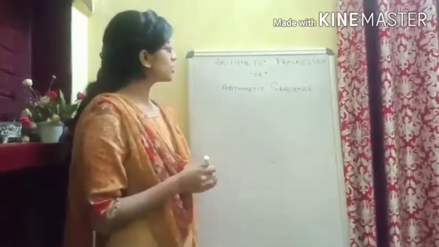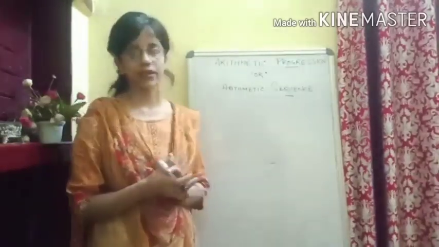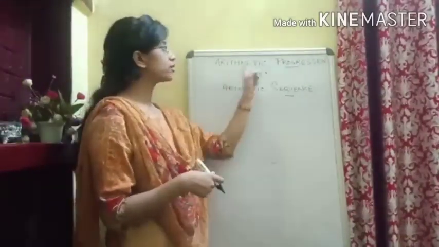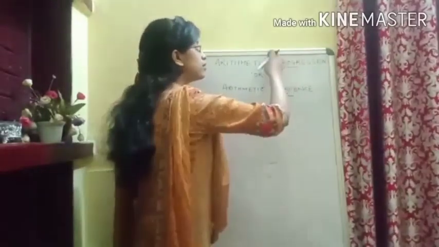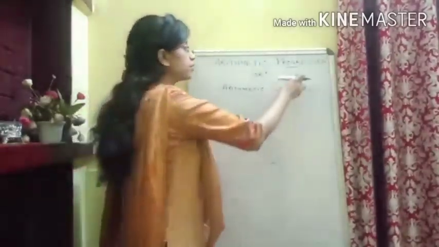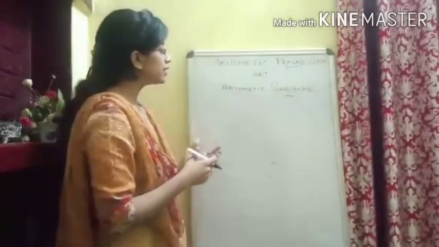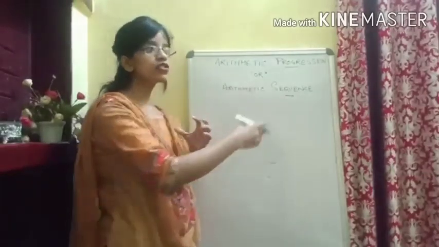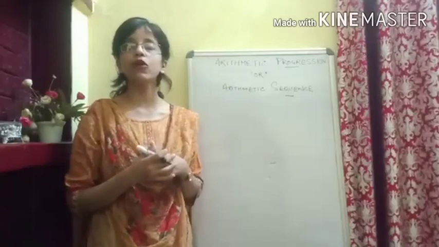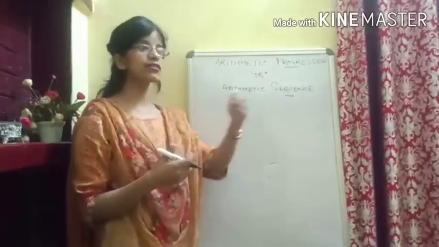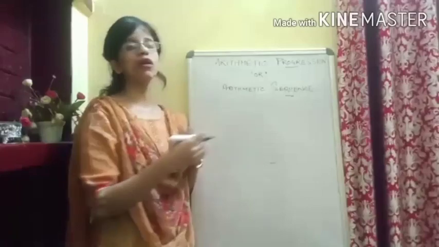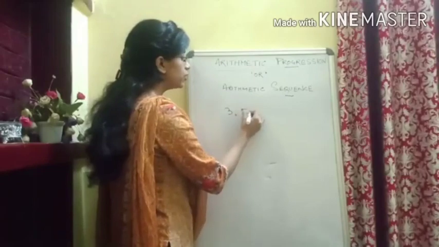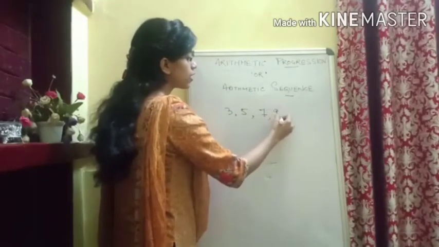Okay, so on this note, let us start our new chapter, the arithmetic progression or arithmetic sequence. Before we actually learn what is arithmetic progression, let's see what the term progression means, or what the term sequence means. A progression or sequence is a group of numbers arranged in such a way that they follow a proper pattern, or you can say they advance in such a way that they follow a proper pattern. Like if I write a sequence or group of numbers 3, 5, 7, 9, 11.